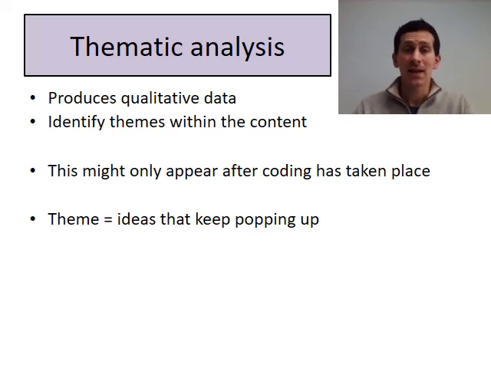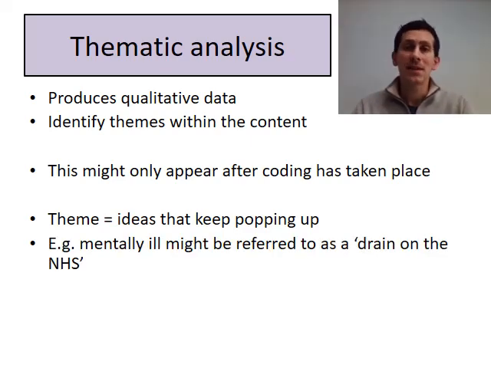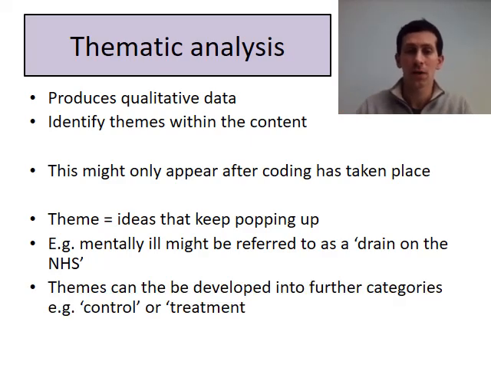And these are ideas that keep popping up. So if we look at the mentally ill example, and we're trying to look at how the mentally ill are represented within newspapers, one of the themes might be they're a drain on the NHS. Okay, that would be a theme that reoccurs within the different newspaper reports. And themes can be, again, developed into further categories. So we could look at controlling mentally ill patients, or the theme could be how they're treated. So you've got lots of different themes that will occur. It's not just looking at keywords that they're referred to.